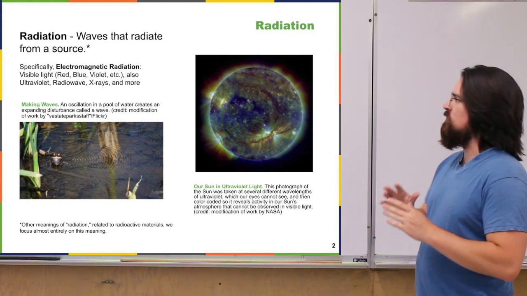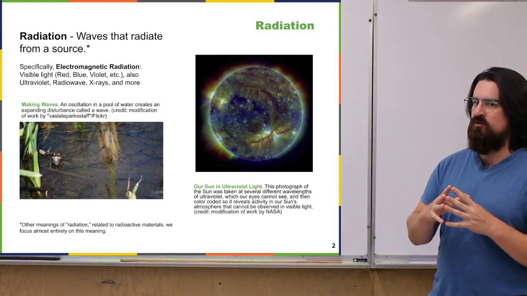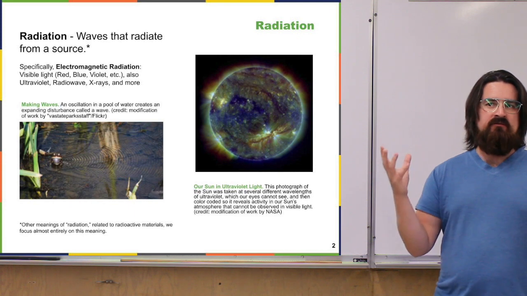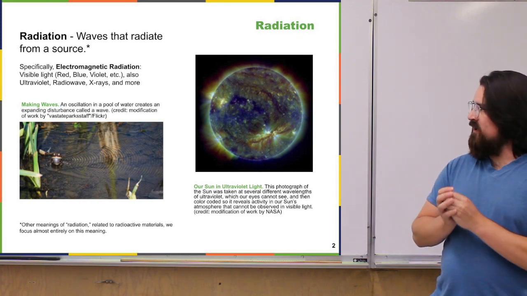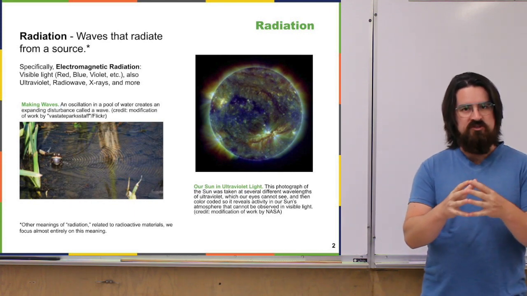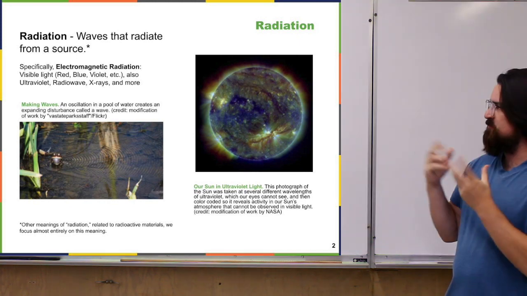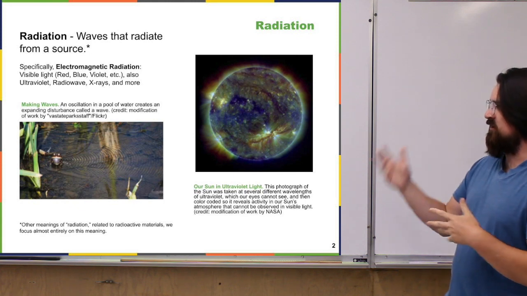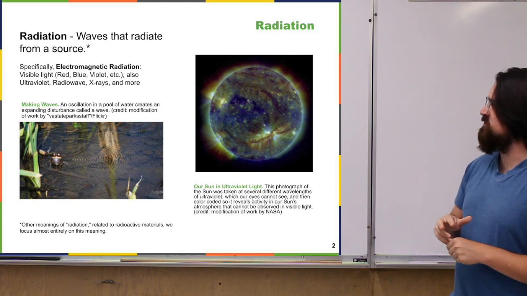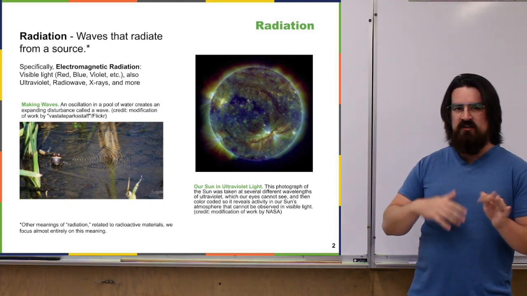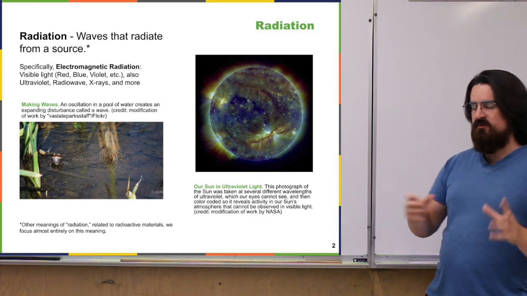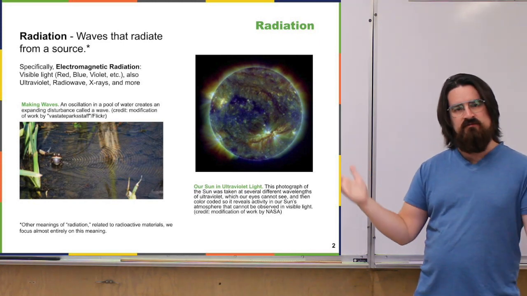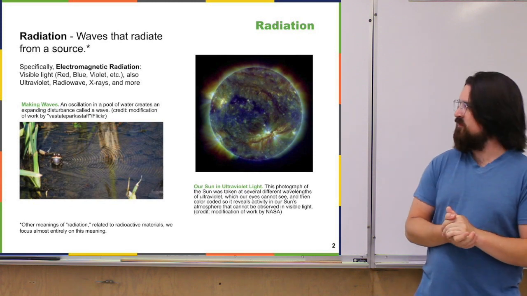Alright, so when we say radiation here, we're really talking about stuff that radiates. Right? So waves that come from a source and sort of spread outwards. Specifically, electromagnetic radiation, that being like visible light, like colors, red, blue, violet, and such, but also ultraviolet light, infrared, radio waves, X-rays. There's a whole spectrum of this stuff, and astronomy uses quite a bit of it.